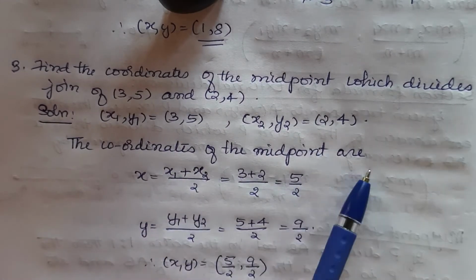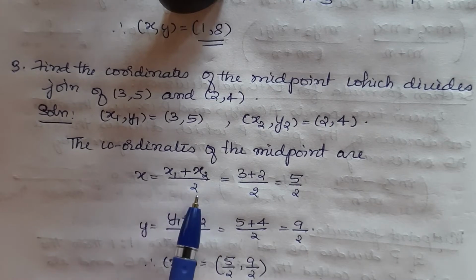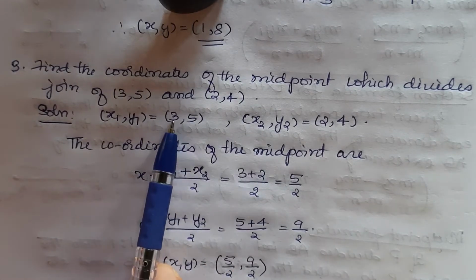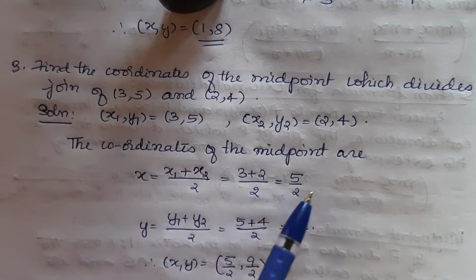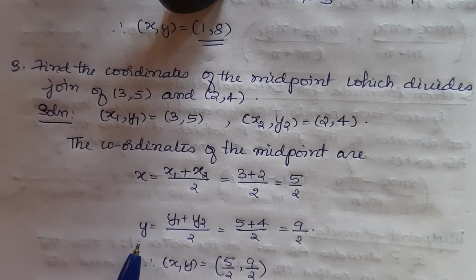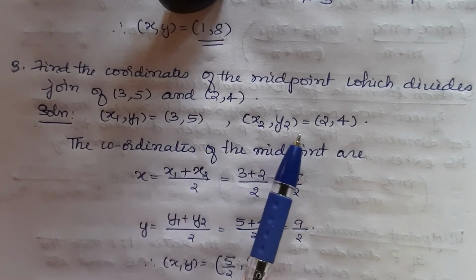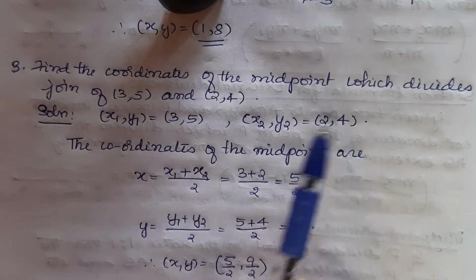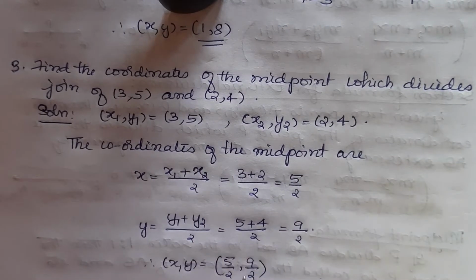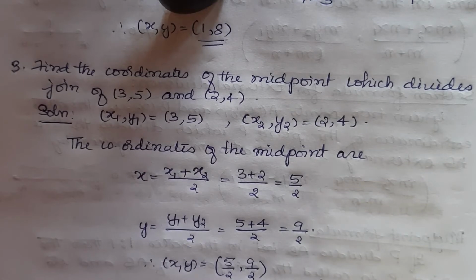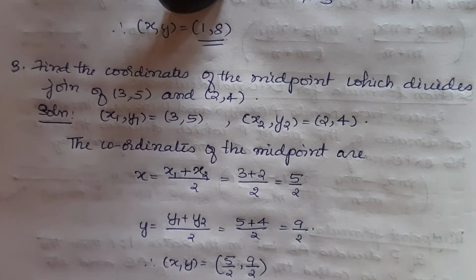The coordinates of the midpoint are x is equal to (x1 + x2) by 2, x coordinate of the first one plus x coordinate of the second one, that is (3 + 2) divided by 2, that is 5 by 2. Coordinate of y is (y1 + y2) by 2, y coordinate of the first one plus y coordinate of the second one. So, (5 + 4) divided by 2, that is 9 by 2. Therefore, the coordinates of the midpoint are 5 by 2 and 9 by 2.